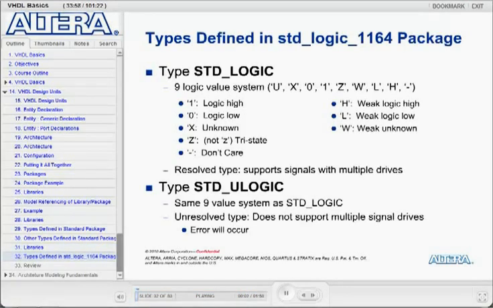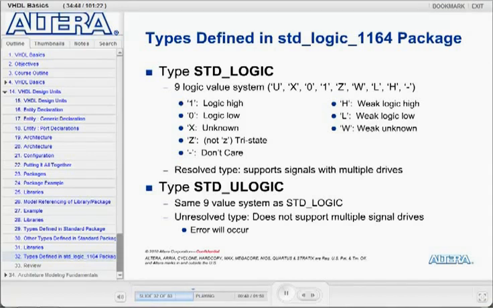The standard logic data type defines a 9-logic value system made up of U, X, 0, 1, Z, W, L, H, and dash. These provide a much more complete picture of the hardware system you might be developing. Looking at these values, 1 represents a logic high, 0 represents a logic low, X stands for unknown, Z we use to make tri-states, dash is don't care, U is undefined, and then there are the weak values. H is a weak logic high, L a weak logic low, W is a weak unknown.